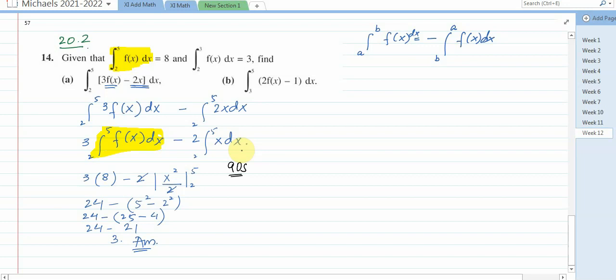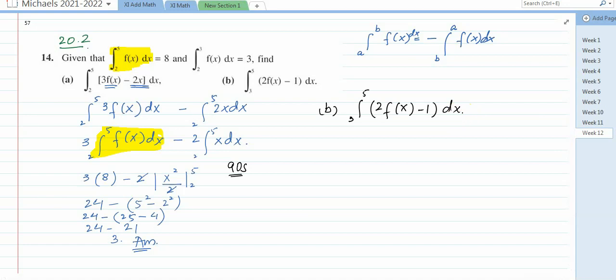Alright, part B says the integral from 3 to 5 of 2 f of x minus 1 dx. First give it a try by yourself. I'm pretty confident that all of you can do it very easily, because it is very similar to the first part which we have already done. Time is 2 minutes. So start.